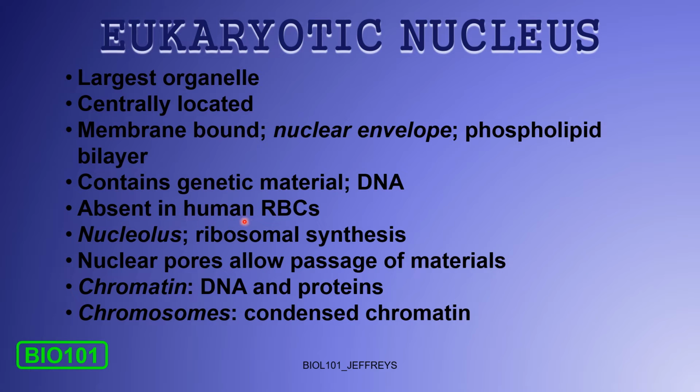So human red blood cells do not have a nucleus. Many animal red blood cells do not have a nucleus. Some do have a nucleus, so you have to be careful there, but in general, mature red blood cells don't have a nucleus, and certainly mature human red blood cells don't have a nucleus.